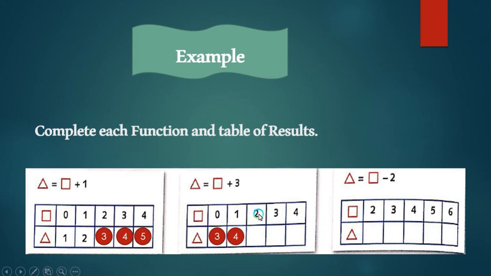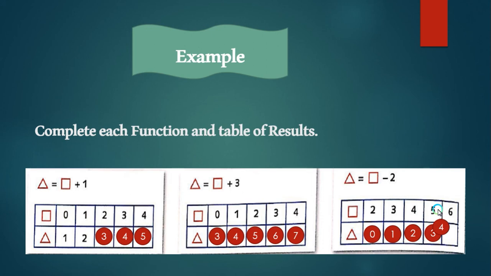So this function is different. I will take 2 from each square. So I take 2 from here, it will be 0. The second number 3, I take 2, it will be 1. The third number 4, I take 2, it will be 2. And 5, I also take 2, it will be 3. And 6 minus 2 will be 4.